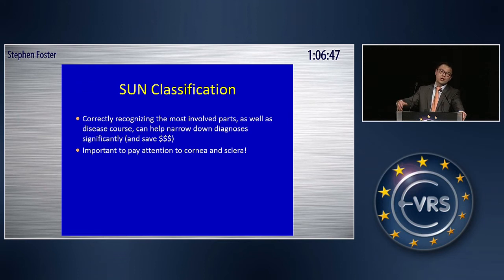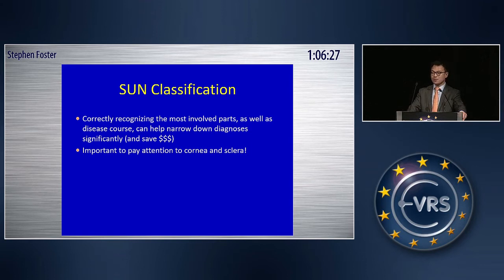I mean, of course, you can do the shotgun approach and just order every single test in the world, but by really knowing and correctly describing where you think the inflammation is most prominent, it helps you narrow down the diagnosis in your mind. And also when you communicate with your colleagues, when you refer to a uveitis specialist, it really helps us understand what you're seeing, what you're describing.